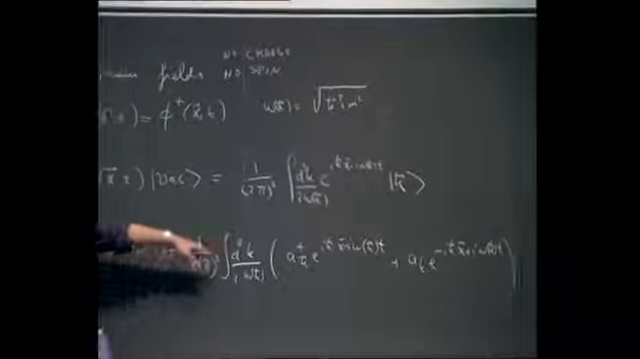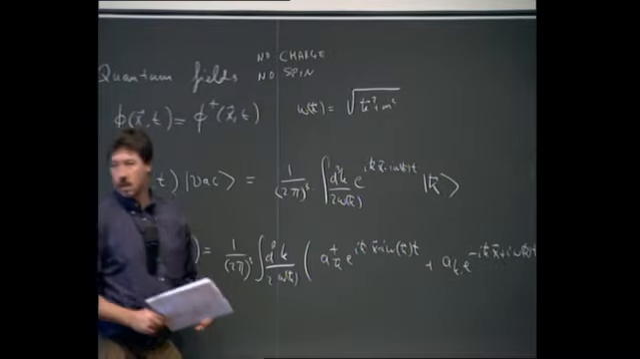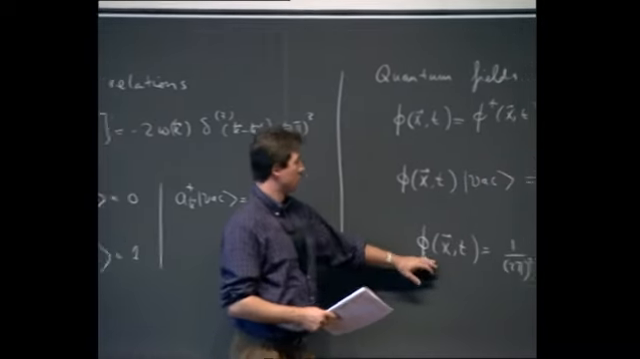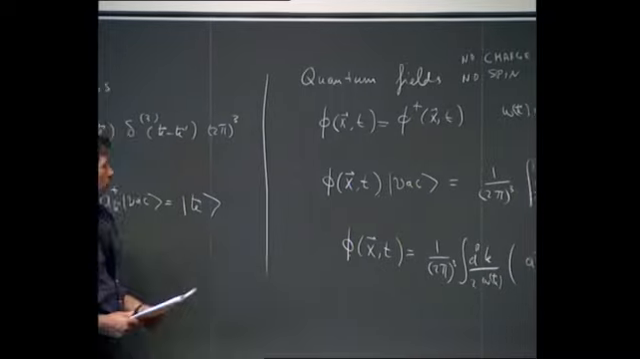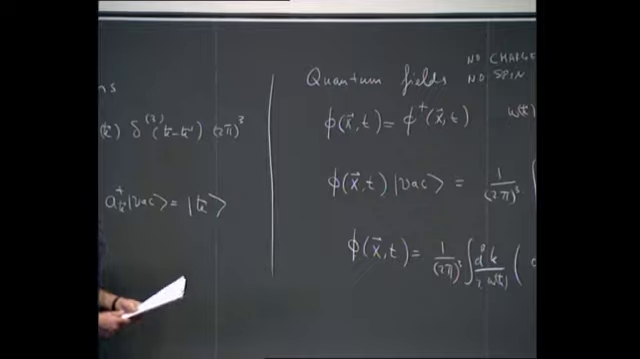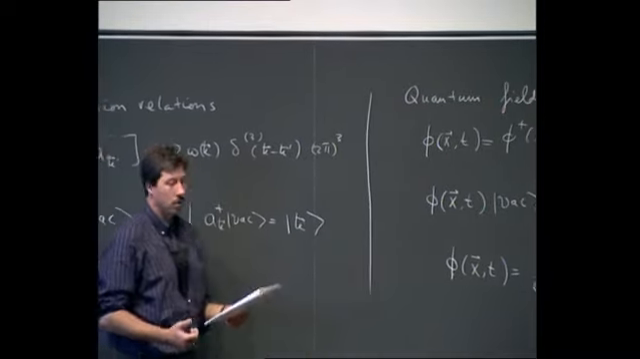And the creation and annihilation operators do not commute. That's what I wrote down here. There are commutation relations which are non-zero. So also these fields will not commute when you take two of those fields at different points. Then in general they do not commute.